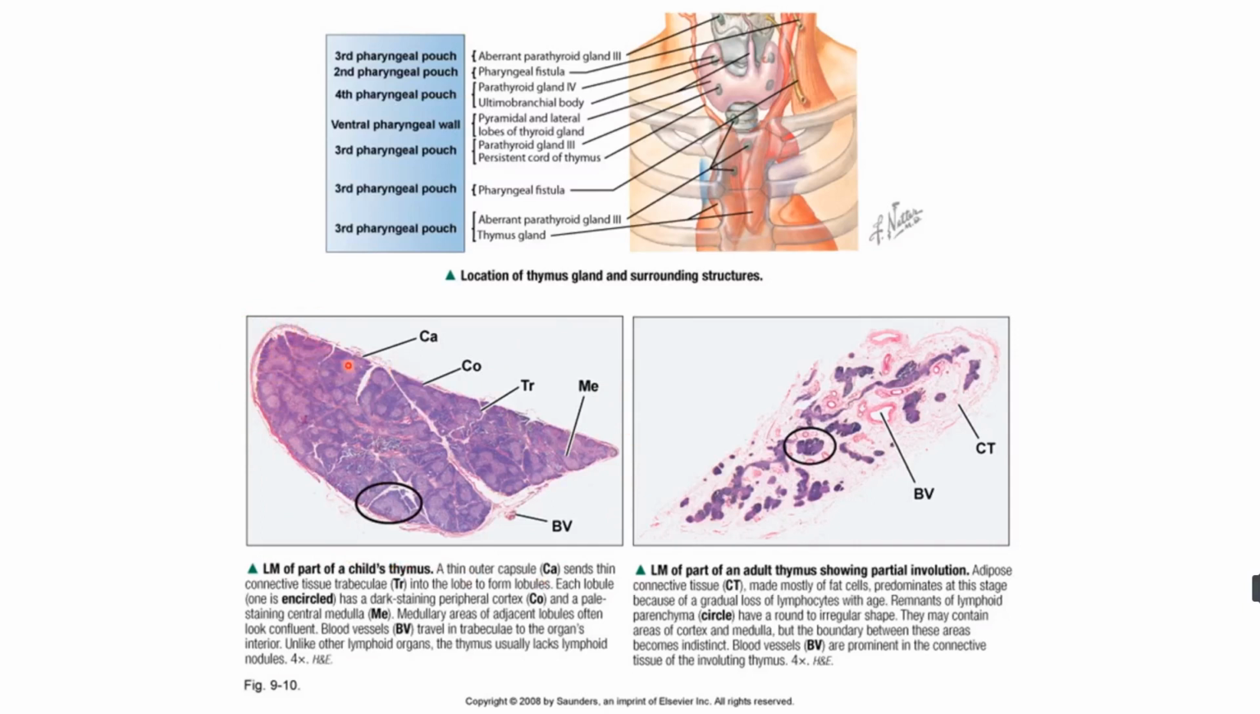So it's broken down into what we call these very tiny lobules, and we'll show you exactly what we mean by these lobules in a later image. But this is showing a child's thymus. So you can see it's very, very active in terms of its functionality. It's still at this stage.